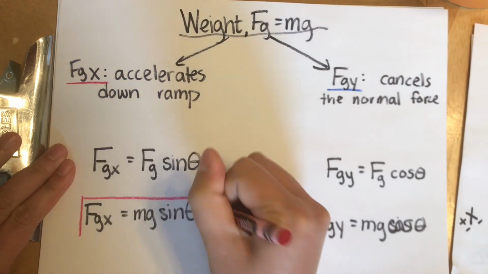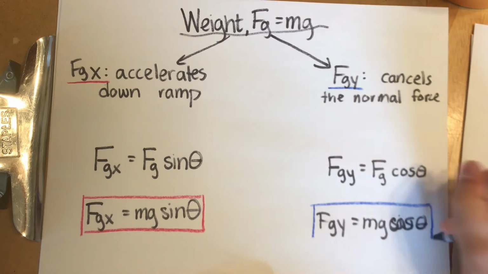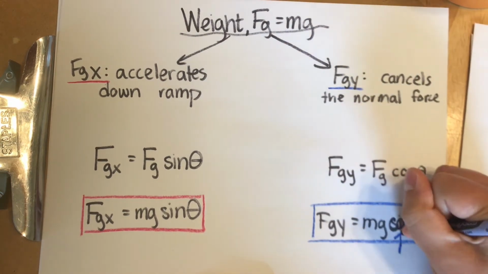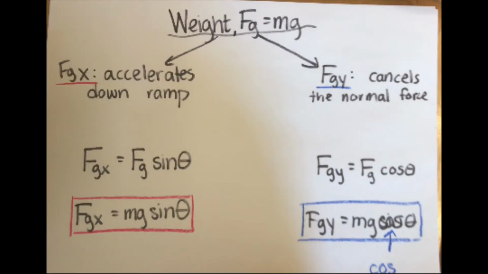So let's write down the red equation responsible for accelerating, and the blue equation responsible for canceling the normal force. And I'm just going to make it a little bit more clear that FGY goes with cosine. So remember, you won't have to memorize these equations, but what you will need to be able to do is know when to apply them. So when you write down these equations, write down what you'll use them for. You're going to use FGX to figure out how much force accelerates an object down a ramp and causes it to speed up. And you're going to use the FGY equation to determine the normal force acting on an object.